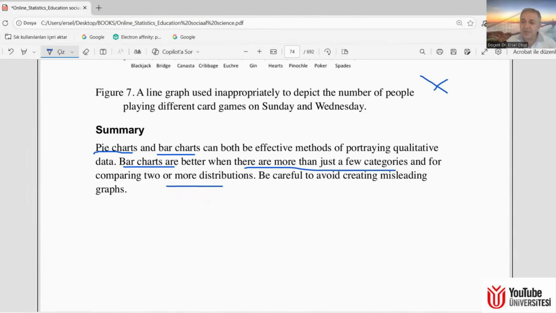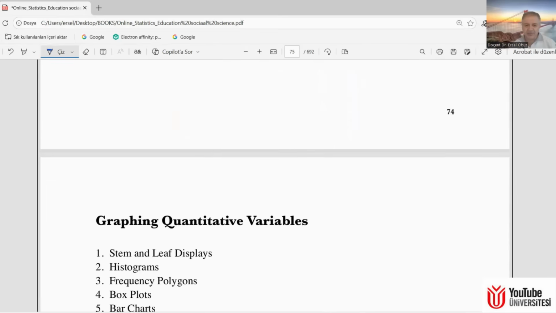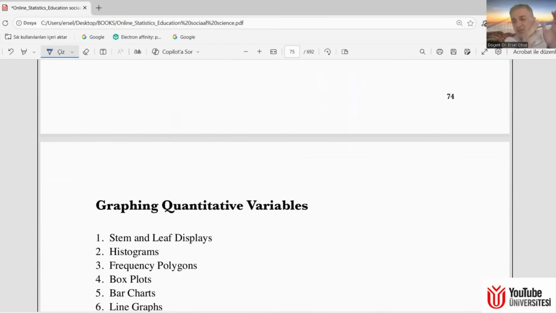If we summarize the charts for the qualitative data, we can say pie charts and bar charts are both effective methods for portraying qualitative data. Bar charts are better when there are more than just a few categories and for comparing two or more distributions. And then we should be careful to avoid creating misleading graphs. So it means when you have a qualitative variable, you have two options basically. Either you draw pie charts or bar charts.